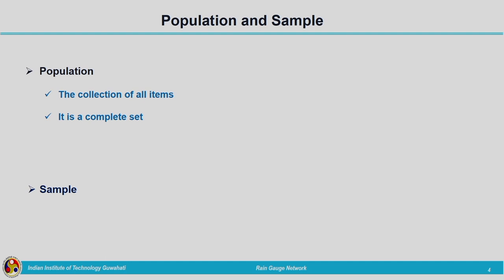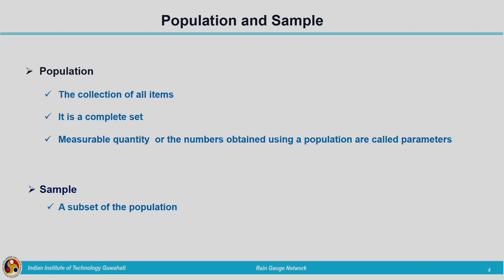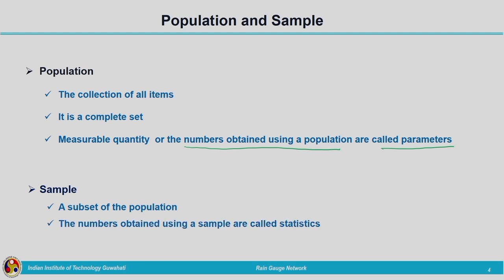But in the case of sample, a subset of the population will be considered. We won't be having access to the entire rain gauge data, or sometimes we are not interested in that. So, we will be selecting certain samples from the population. So, it is a subset of the population. And the measurable quantity or the numbers obtained using population are called the parameters of the population. But in the case of sample, it is termed as the statistics.